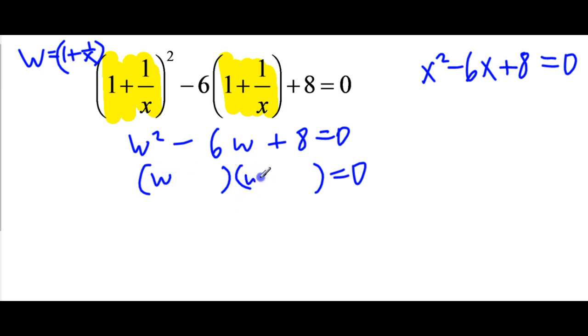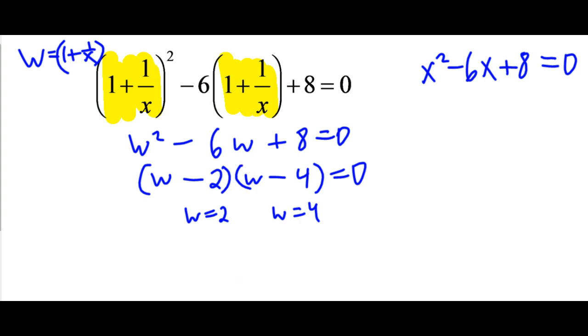You get W, oh, this is easy. 2 and 4, I guess. Adds up to -6 minus 2 minus 4. So W equals 2 and W equals 4. However, I've solved for W, but that's not what I want. I want x. And guess what we have to do now?